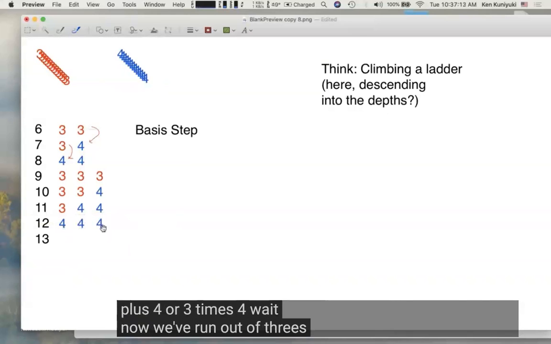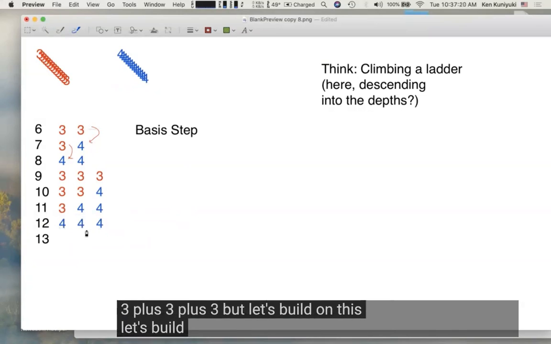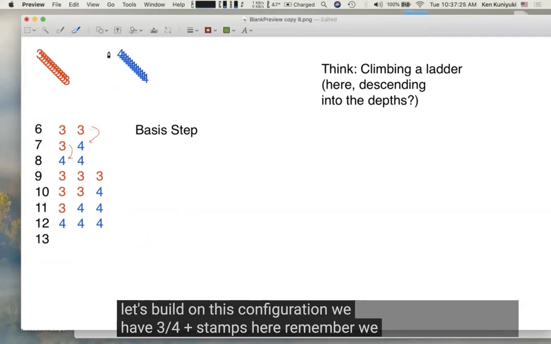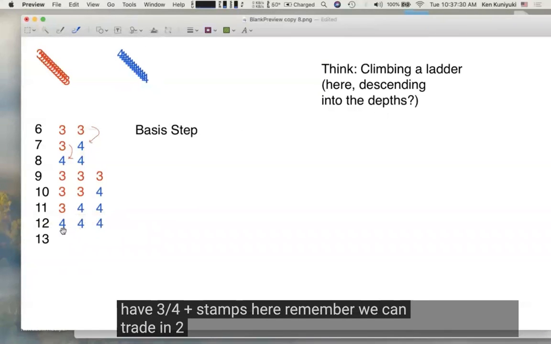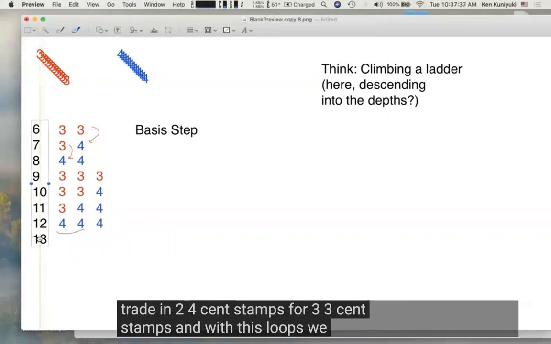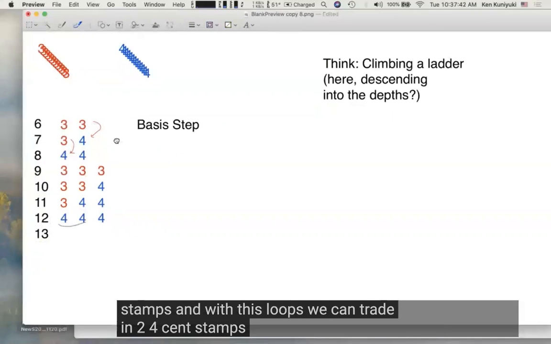Wait, now we've run out of 3s. Well, I guess you could also reimagine this as 3 plus 3 plus 3 plus 3, but let's build on this configuration. We have 3 4-cent stamps here. Remember, we can trade in 2 4-cent stamps for 3 3-cent stamps.